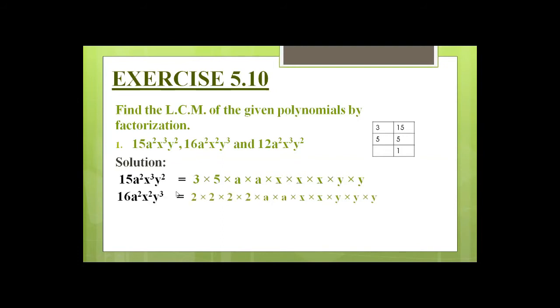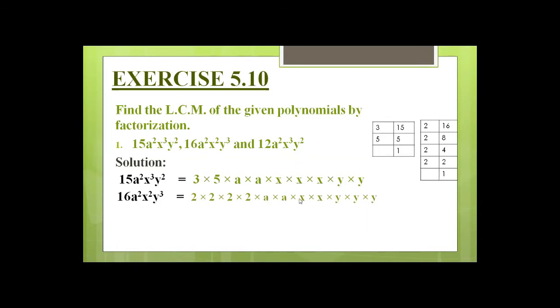And now the other polynomial is 16a square x square y cube. When you factorize 16, you will get 2 four times. 2 twos are 4, 4 twos are 8, 8 twos are 16. So instead of 16, you will write its factors like 2 four times: 1, 2, 3, 4. And then a square, so you will write a 2 times.